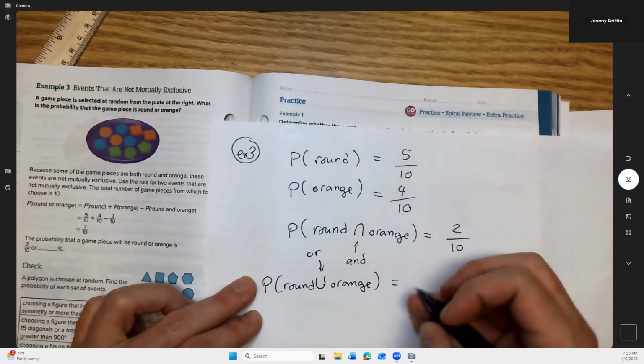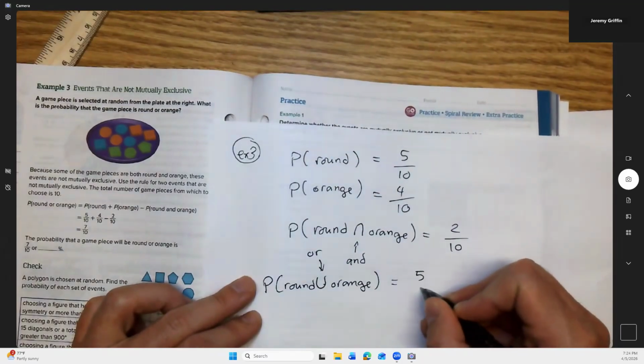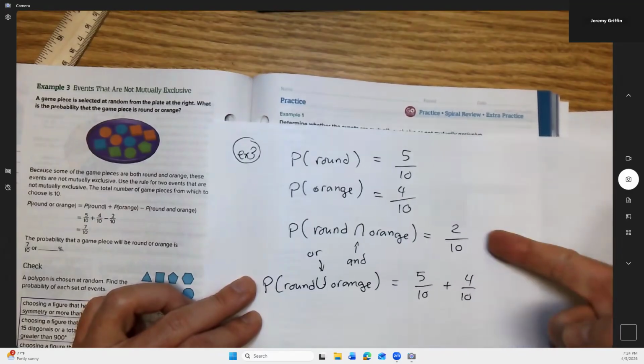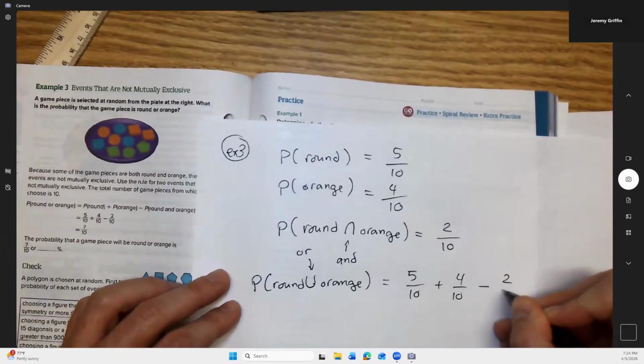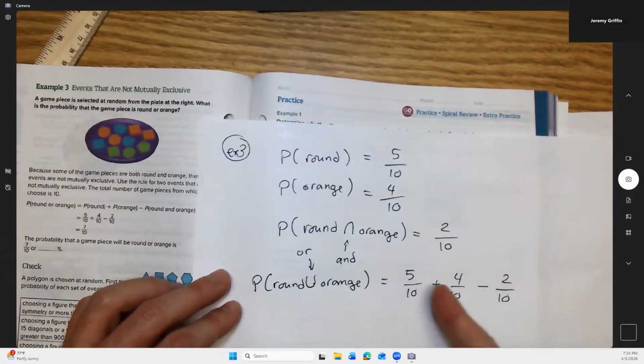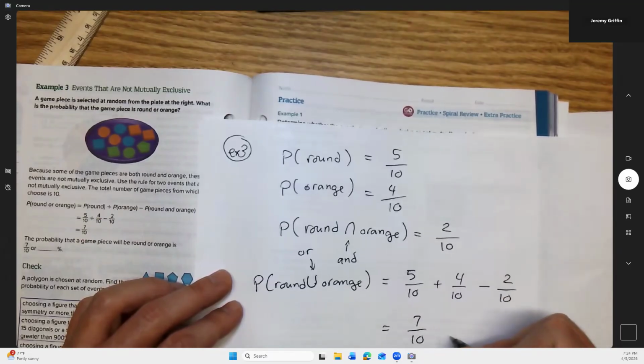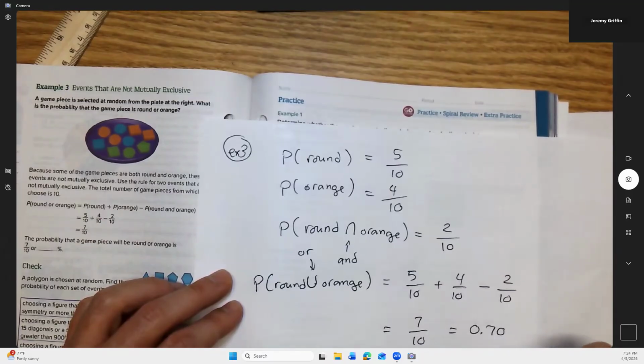I can add the individual probabilities together. So round is 5 out of 10, orange is 4 out of 10, but 2 of those are now double counted that are both round and orange. So I have to subtract that out. 2 out of 10. It's 5, 6, 7, 8, 9, minus 2, 7. I think it's 7 out of 10, or 0.70, or 70%.